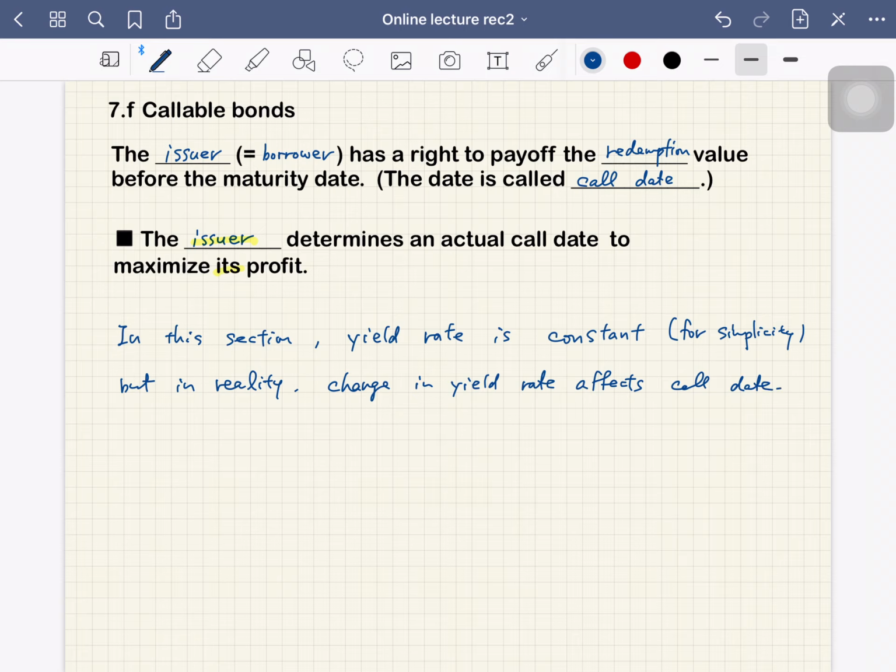Okay, so this is the concept of callable bonds. In the next video, we discuss an example.